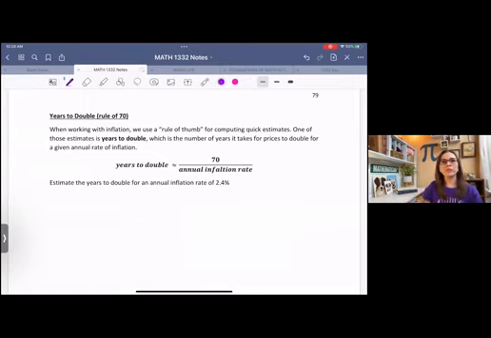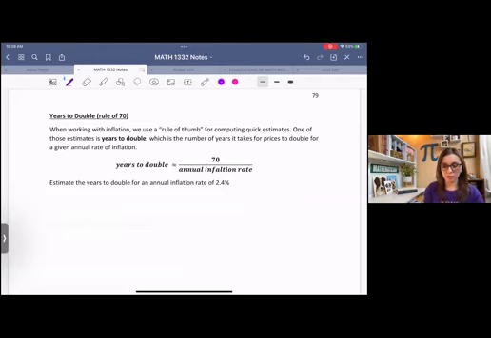The last thing we're going to cover in this lesson is years to double. This is also referred to as the rule of 70. When working with inflation, which we talked about in the last video, we use a rule of thumb for computing quick estimates, and this rule of thumb is called years to double. We have this formula: 70 divided by the annual inflation rate. In this example, we have to estimate the years to double for an annual inflation rate of 2.4%.